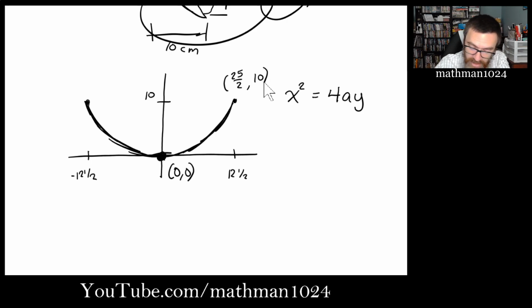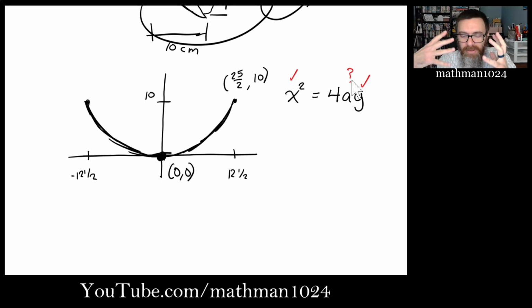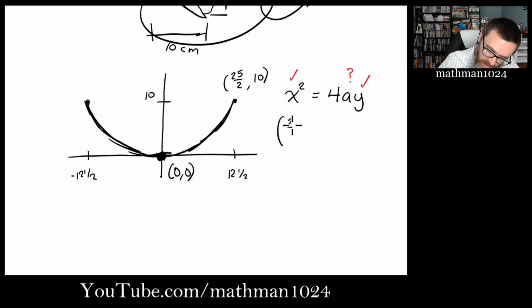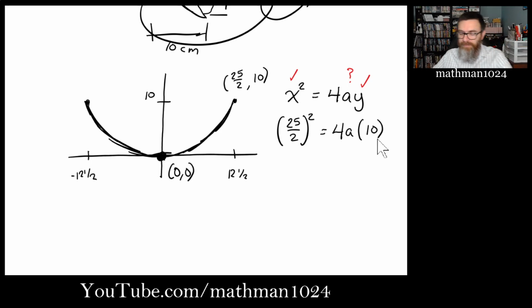And the y value is 10. So if we plug those into this form, we've got our x, we've got our y, and we can figure out what our a is. And as soon as we know our a, that's going to tell us the distance between the vertex and the focus. That's going to tell us exactly where we should put our microphone so that we can be the most effective with this. All right, so for x, that's going to be 25 halves squared is equal to 4 times a times y, which is 10.